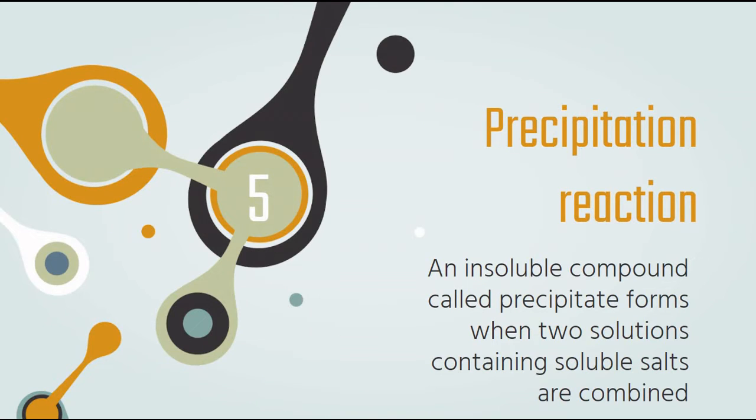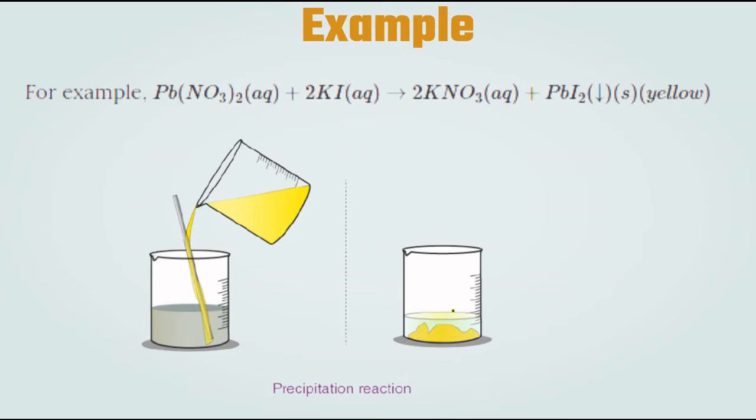And the next type, that is the fifth type of reaction that we have, is the precipitation reaction. So we can define it as an insoluble compound called precipitate forms when two solutions containing soluble salts are combined. You might be knowing what is a precipitate. It is like the small things which are laid down below at the base of the container when it's left undisturbed for some time.